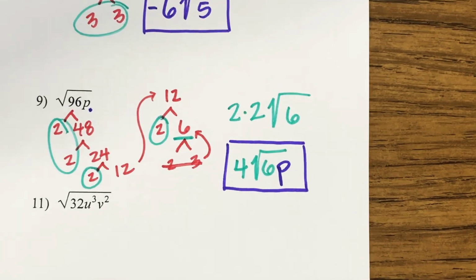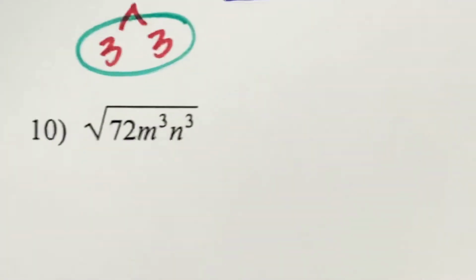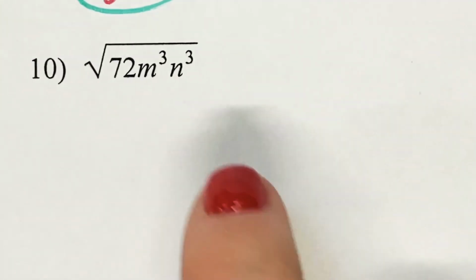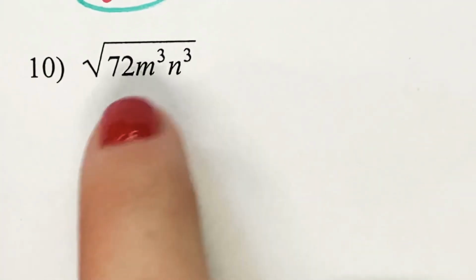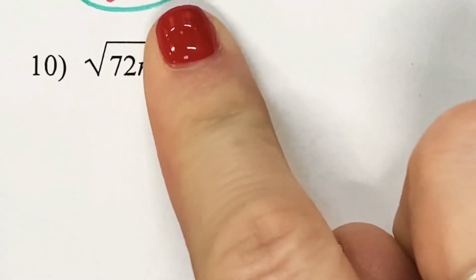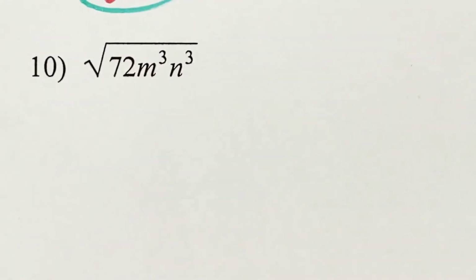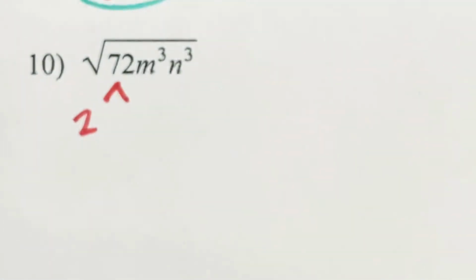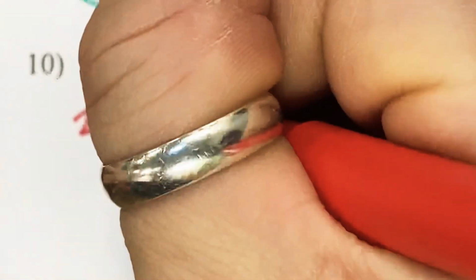Okay, so let's do it some more. Here we have number 10. So now I have 2 variables in here, but that's okay. We're gonna just ignore them for now. So let's break down or divide 72. Okay, so 72 I know is even, so let's go ahead and divide it by 2. 72 divided by 2 is going to give me 36.